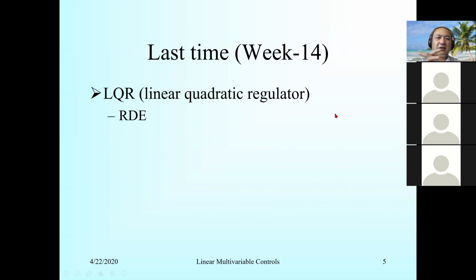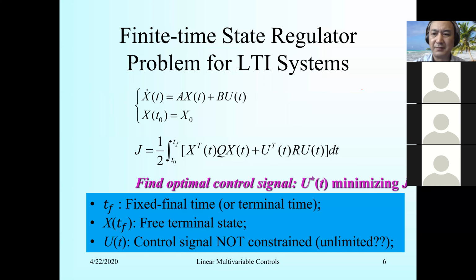Okay, so let's review what we did last time. We did basically a finite time LQR, and we talked about the Riccati differential equation. So here's the statement. Actually, it could be an LTV system, but right now let's focus on LTI. You have weighting matrices Q and R. Find the optimal signal, so minimize J. And in the end, luckily, we have an optimal control law here.